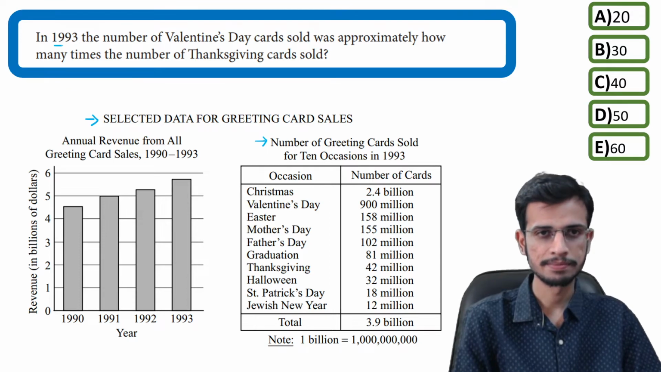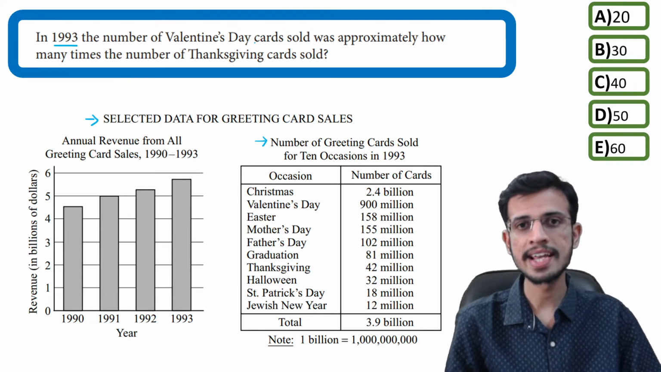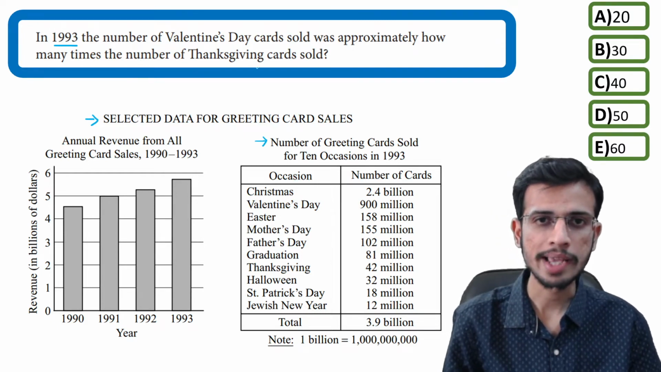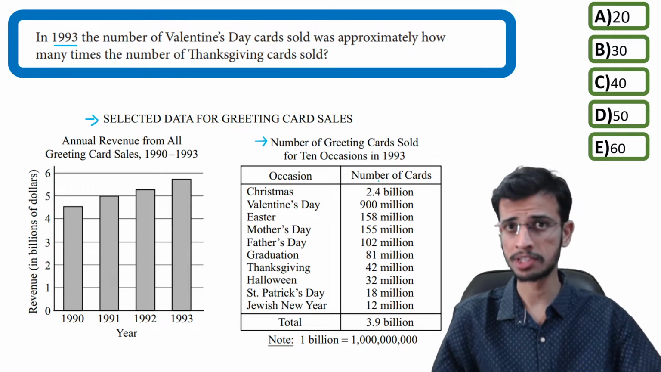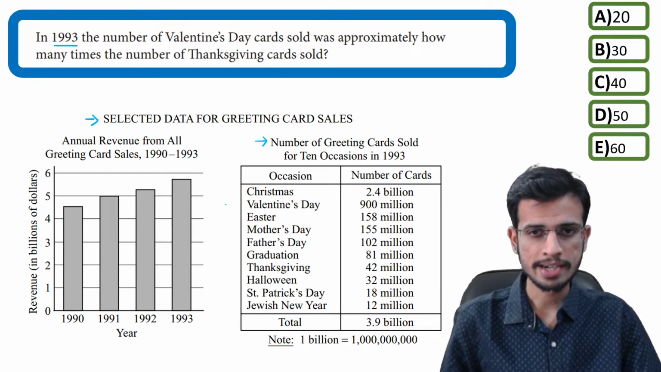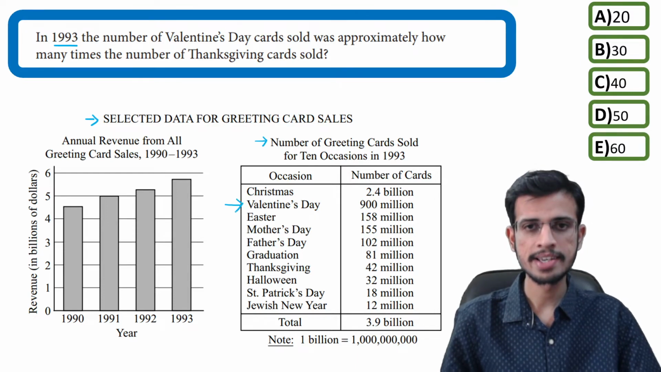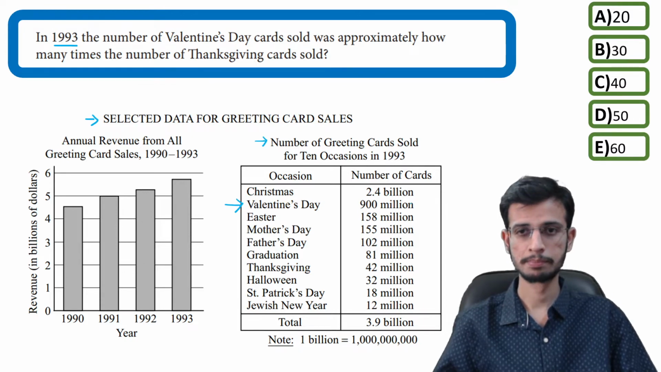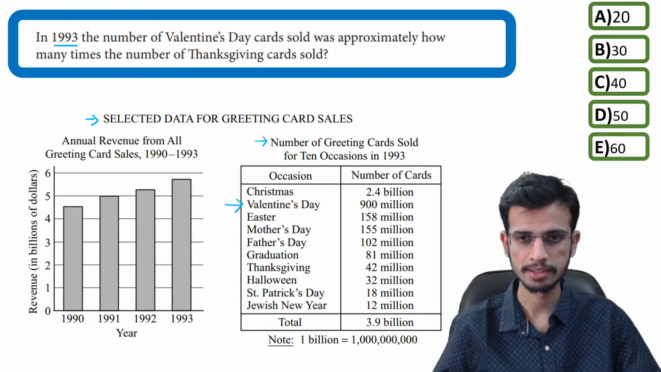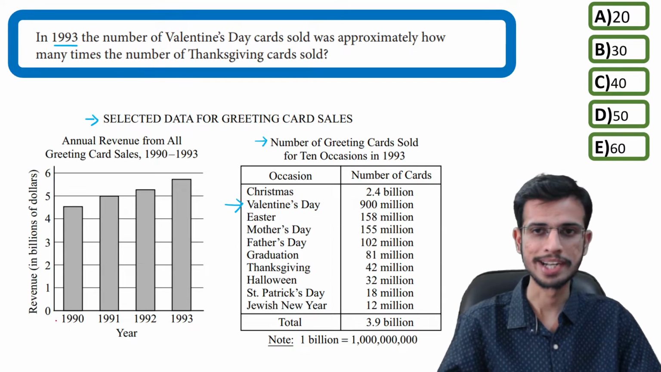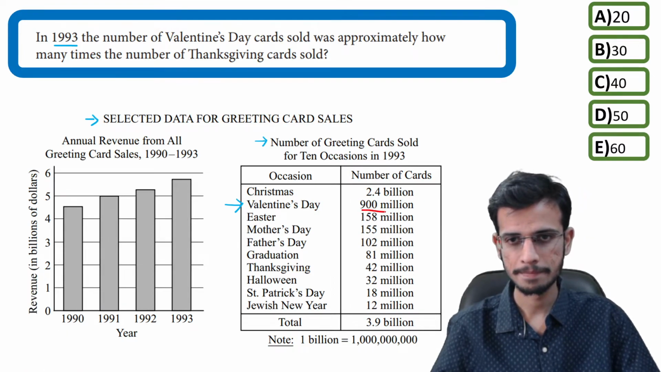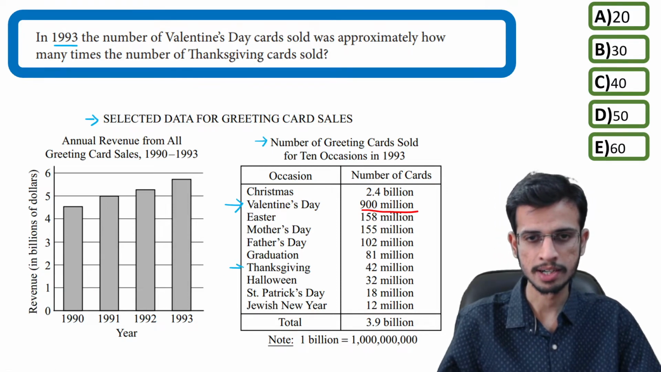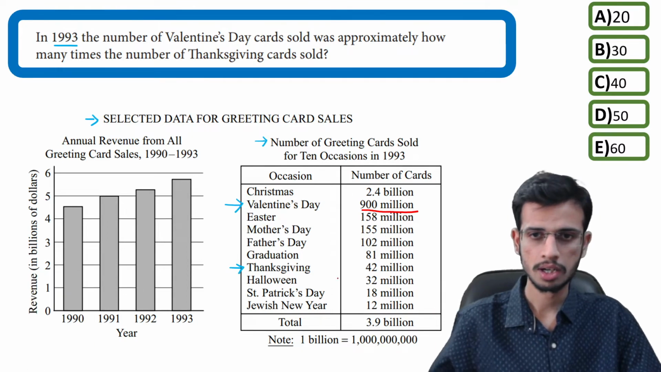In 1993, the number of Valentine's Day cards sold was approximately how many times the number of Thanksgiving cards sold? For 1993, we are given the data. For the Valentine's Day occasion, the number of cards sold was 900 million. It's in millions, so be careful regarding the unit. And for Thanksgiving, the number of cards sold was 42 million.